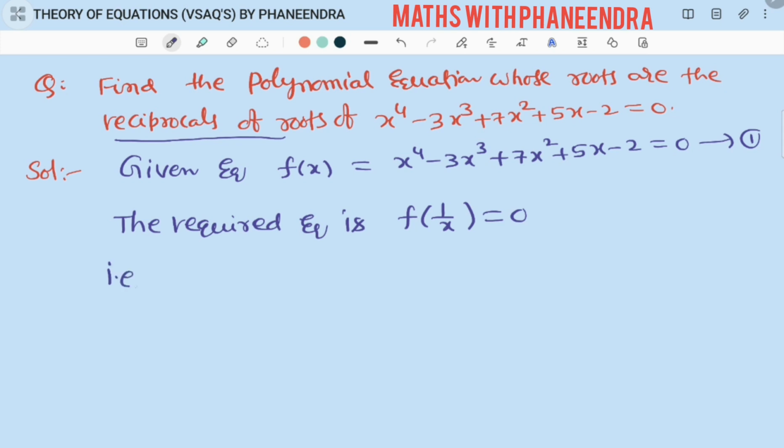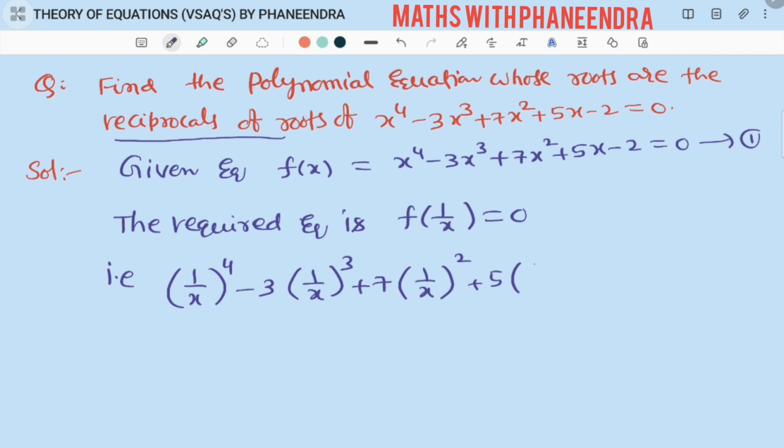That is, wherever in the equation x is there, replace with 1 by x and write it: 1 by x whole power 4 minus 3 into 1 by x whole power 3 plus 7 into 1 by x whole square plus 5 into 1 by x minus 2 equal to 0. So 1 by x power 4 minus 3 by x power 3 plus 7 by x square plus 5 by x minus 2 equal to 0.